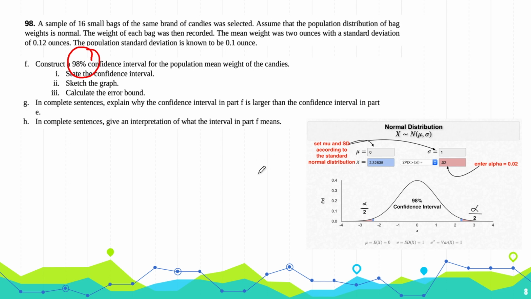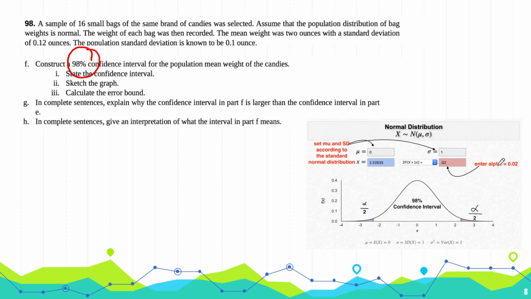When I need to know the z-score to calculate my error bound, I'm going to use the Bogner app. And again, we want to set this up so that it serves as our standard normal distribution. So I set mu to 0, and I set my standard deviation to 1. It's just by the definition of the standard normal distribution.